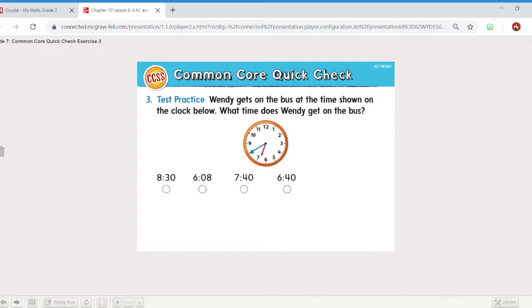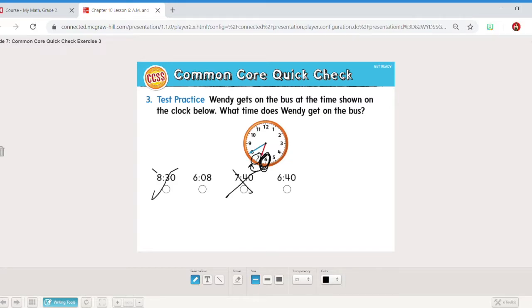It says Wendy gets on the bus at the time shown on the clock below. What time does Wendy get on the bus? Well, let's look at this clock here, and we're going to start with the hour hand, the smaller one. It looks like it's sitting between the 6 and the 7. Now, we were talking about before that when it's between the 2 numbers, it's on its way to the bigger number from the smaller one, which means we need to decide that it's 6 o'clock. Almost 7, but 6. So we can cross off any of the ones that don't say 6 on it.